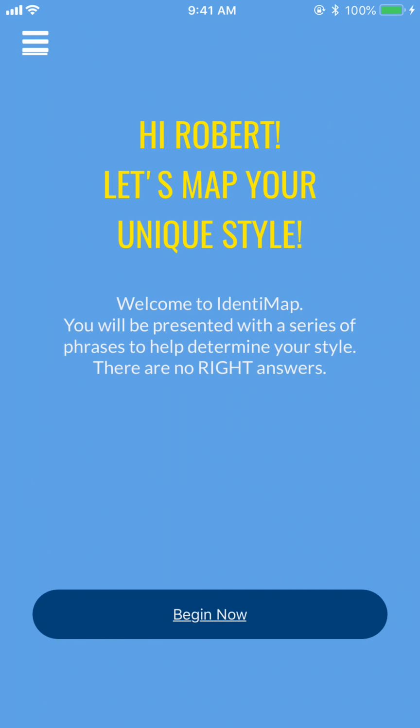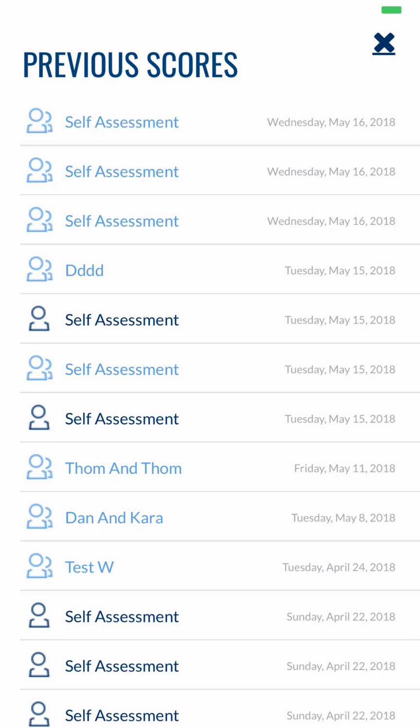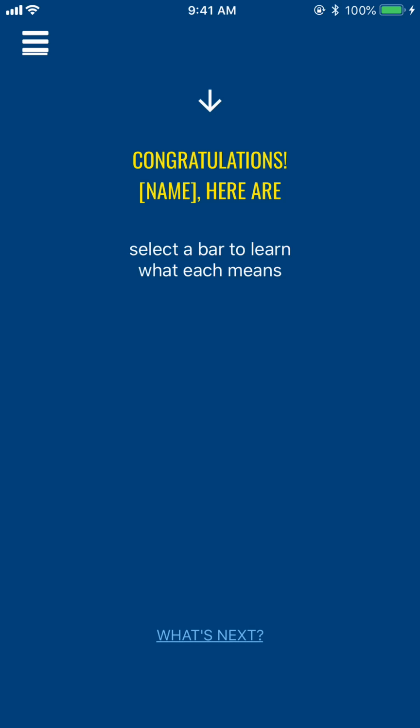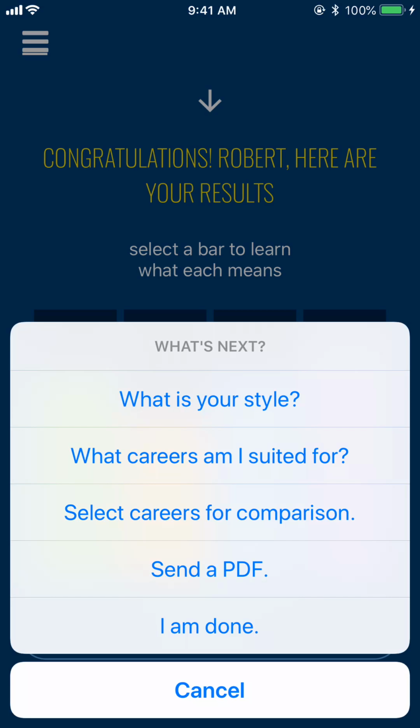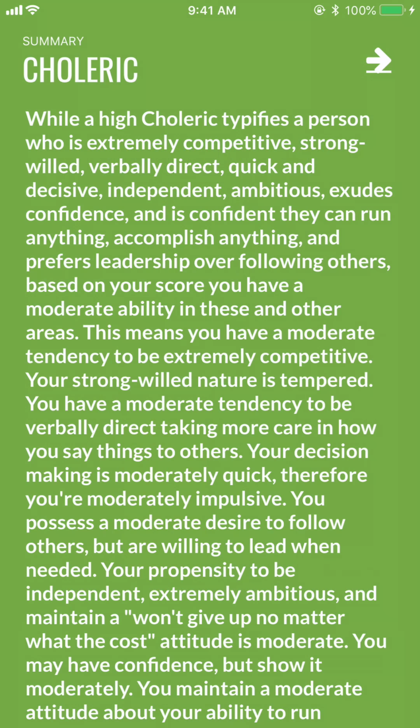I can go here to previous scores. Now I didn't give the last one a name, so it comes under self-assessment, and it also shows 2 little guys next to it. That means it was a comparative analysis. Notice in my list, some have 2 little icons, some have a single icon. A single icon is when I did an individual analysis. Now I'll just go back and take a look at one of those. So here is an individual analysis. Now here is where I can go in and pick my careers, see what I'm suited for, etc. And here is where I can go select a bar that'll tell me exactly what the traits mean.